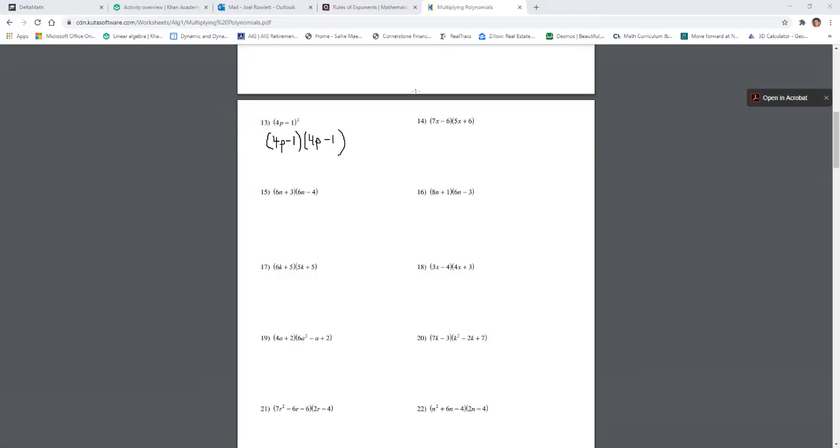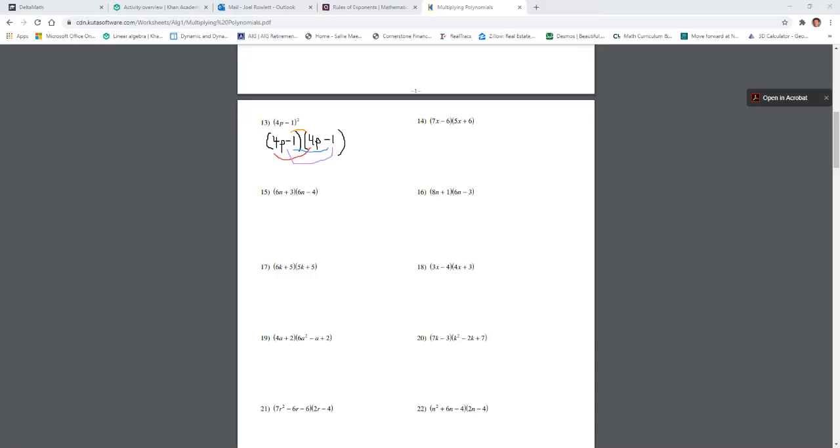And of course, in order to multiply this, you have to FOIL, right? You'd have to do the first terms. Then you would have to do the outside terms multiplied together. And then you would do the inside terms multiplied together. And finally, you would multiply the last terms together. So you would have to FOIL that in order to figure it out.